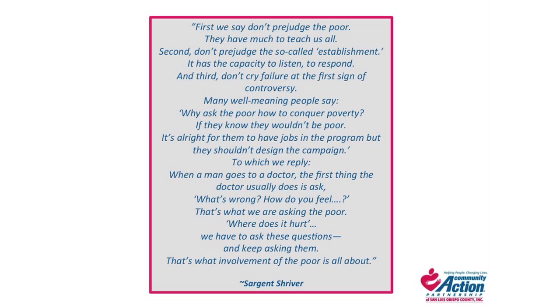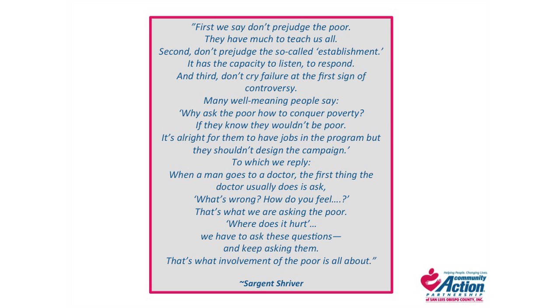As we begin, I wanted to start with a quote from Sargent Shriver, who was the father of the entire movement around community action. Charles McCann, who many of you may know, the man with the infamous bow tie, was asked by Denise Harlow at our national office to give us a quote that would best exemplify community action. And here's the quote: "First we say don't prejudge the poor.